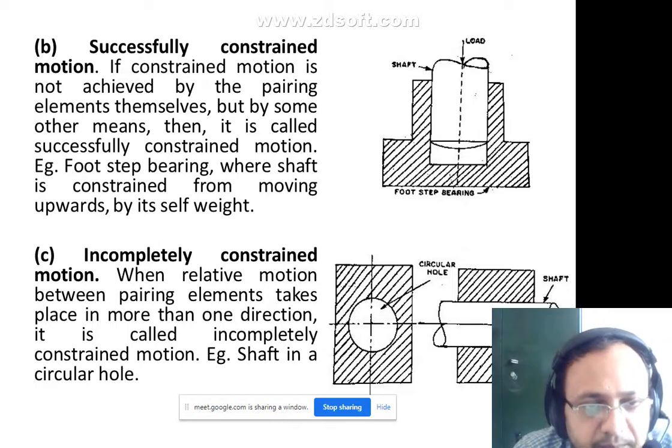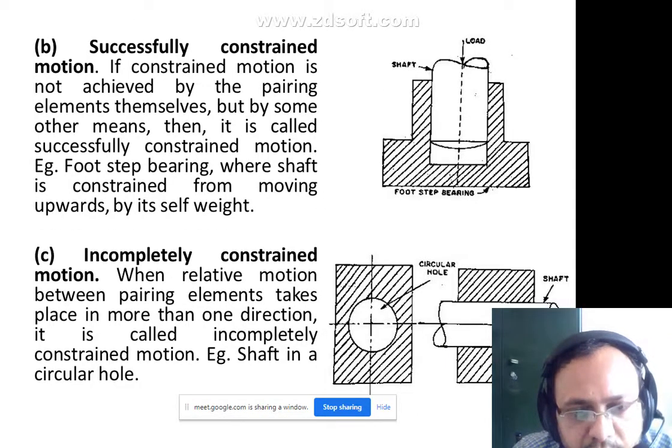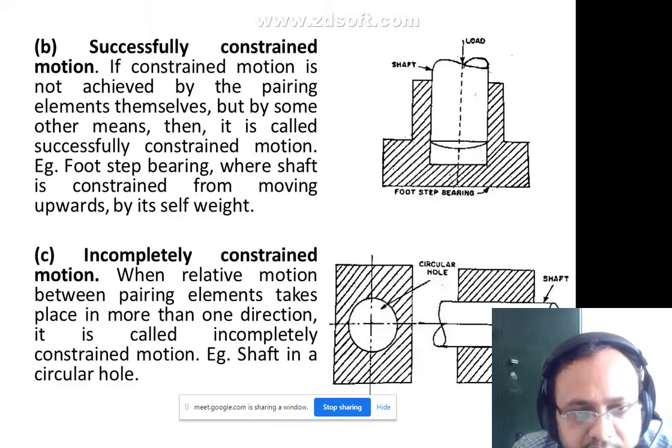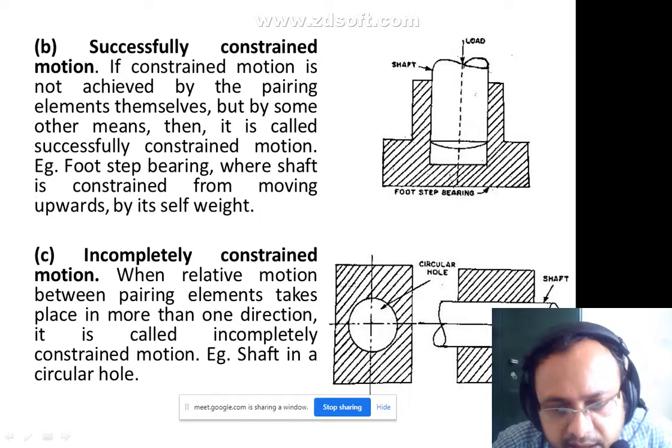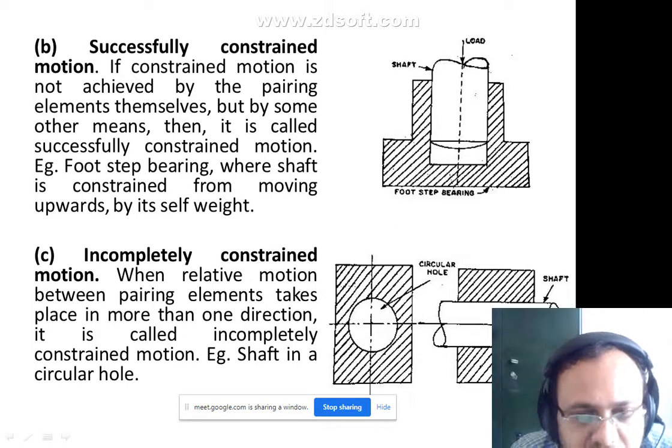So these are the three: completely constant motion, successfully constant motion, and incompletely constant motion. If you compare all three: completely constant motion is by the pairing itself without any force. In successfully constant motion, a force, such as self weight in the footstep bearing, is considered. In incompletely constant motion, more than one direction is possible, so you can't predict the motion. That's why it is known as incompletely constant motion. So these are the three things.